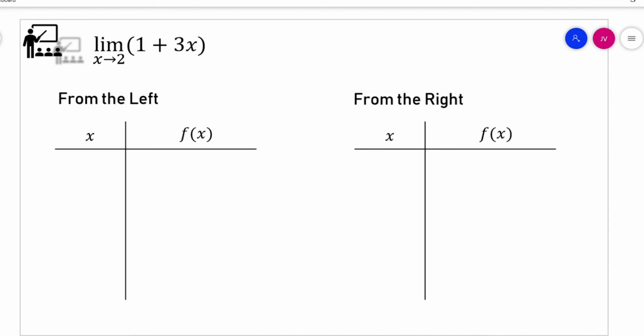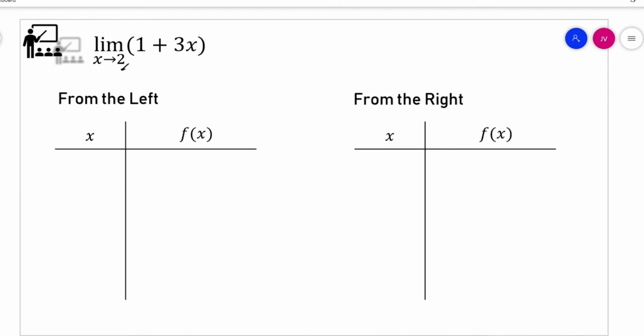And in this given example, limit of 1 plus 3x as x approaches to 2, our constant is equal to 2. So we need to assign values from the left of 2 and from the right of 2 in order for us to get the limits of our function. That's why we have what we call left-hand limit as well as the right-hand limit. So let's start with our left-hand limit.